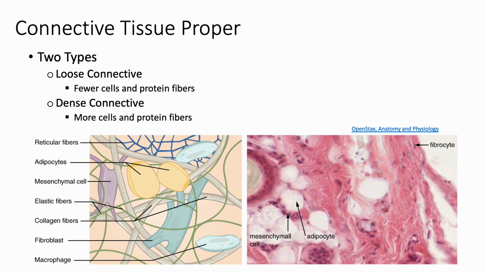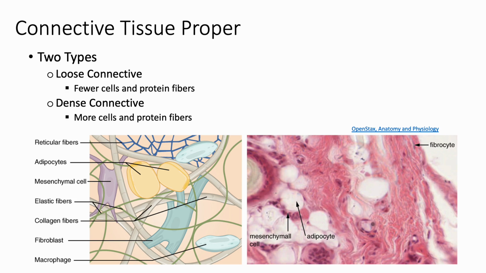Okay, so as I mentioned, under connective tissue proper, we have 2 general types. We have loose connective tissue and dense. And these basically describe what's present, right, in the tissue. And in this case, loose means we have fewer cells and fewer protein fibers in the ground substance. Dense connective tissue, we're going to have more cells and more of these fibers in the ground substance.